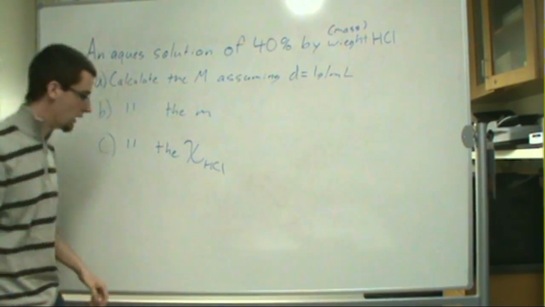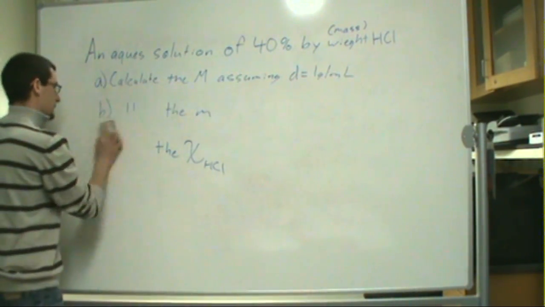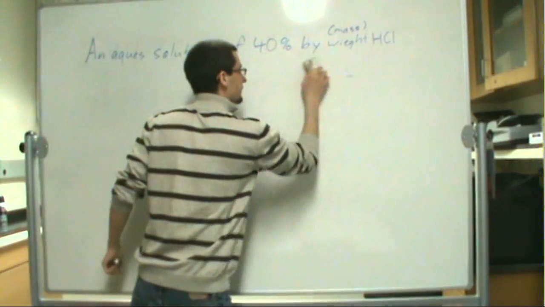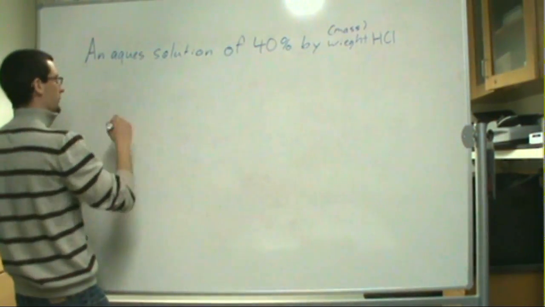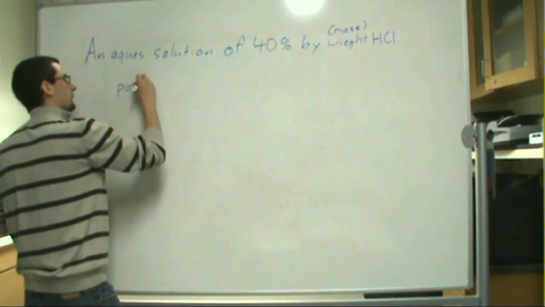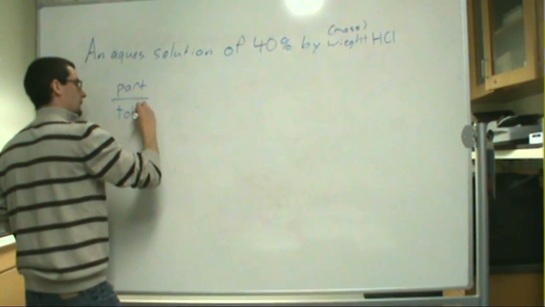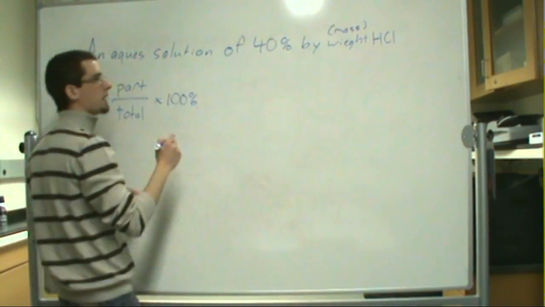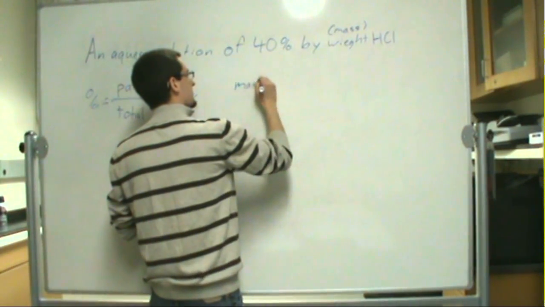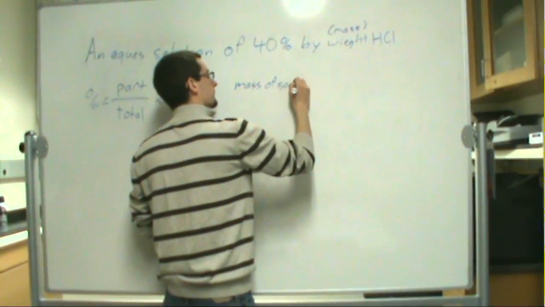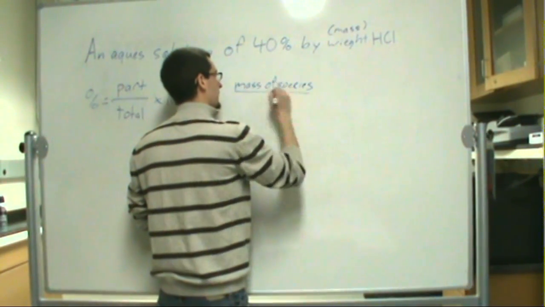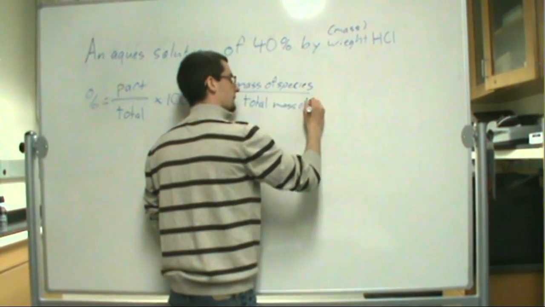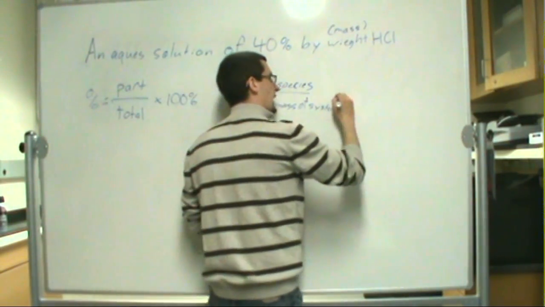Well, first off, you have to know what percent weight means. So what a percent weight means is you look at some species or some amount. So a percent is usually just defined as part over total times 100%. And that's a percent. Now a weight percent is mass of species divided by total mass of the system times 100.